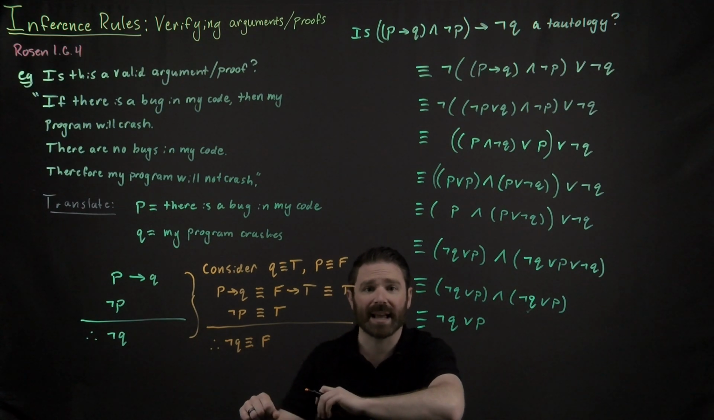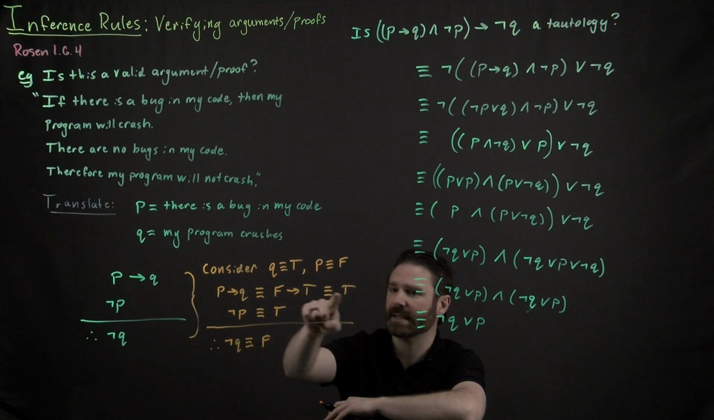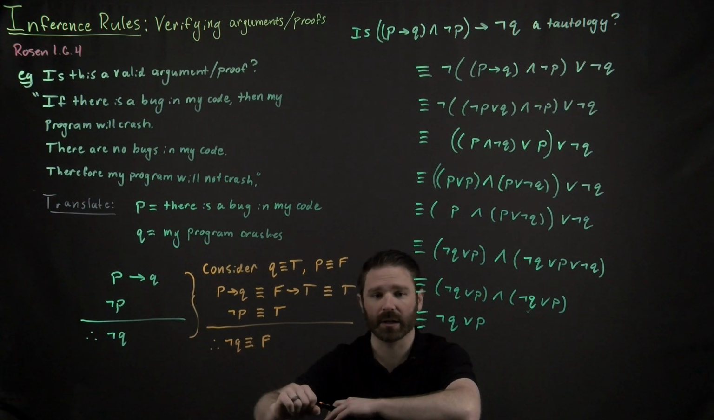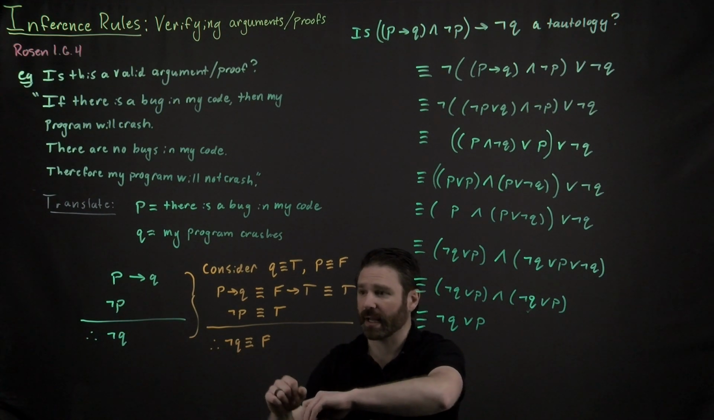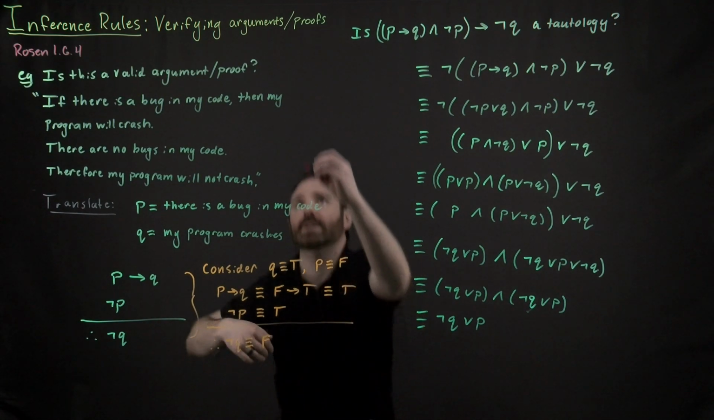Well, not Q in this case is false. So this is not a valid argument. Both of my hypotheses right here are true. This hypothesis is true, that hypothesis is true, and yet my conclusion is false. So I can say that this thing here, no, this is not a valid argument.